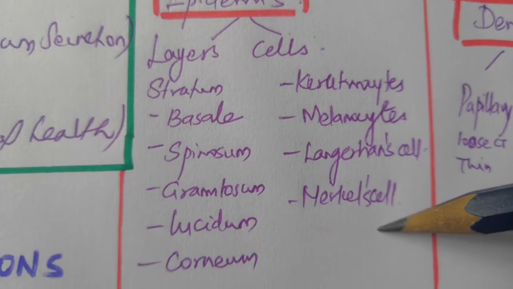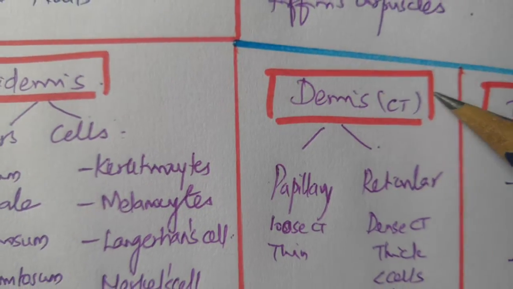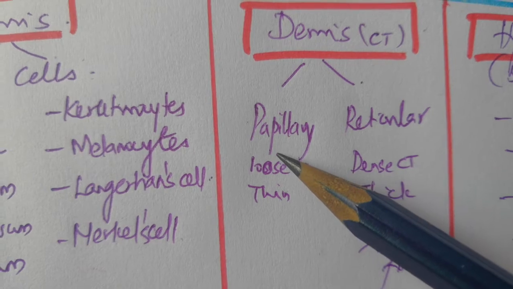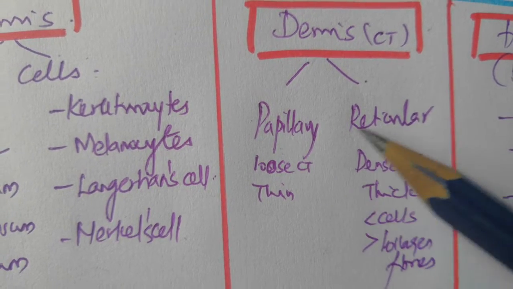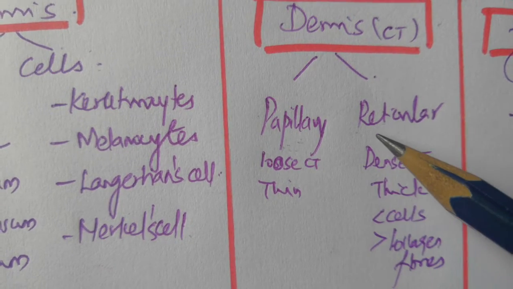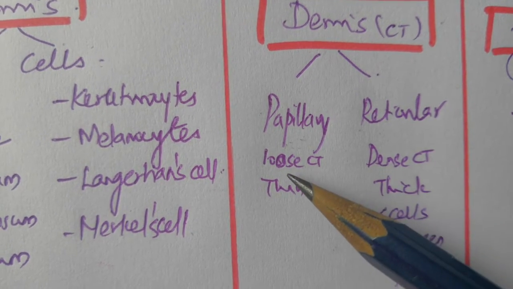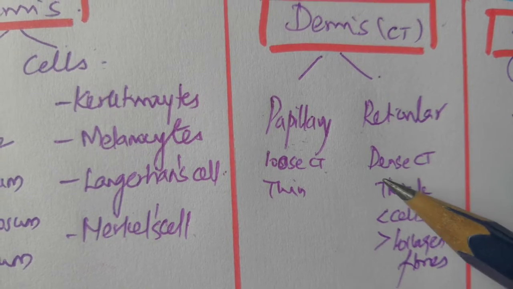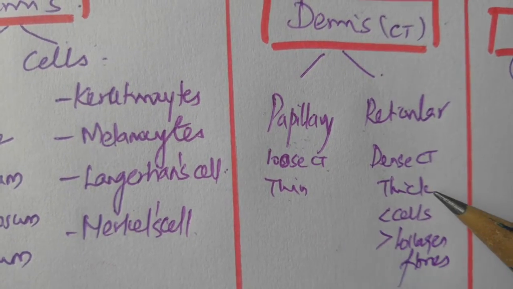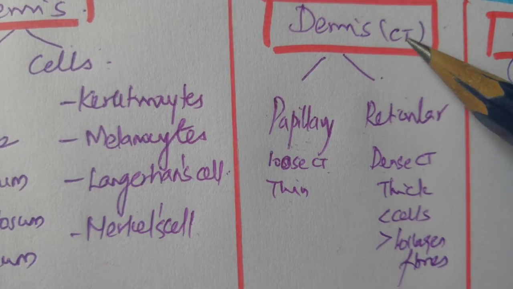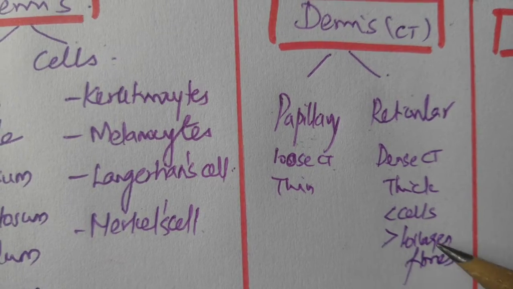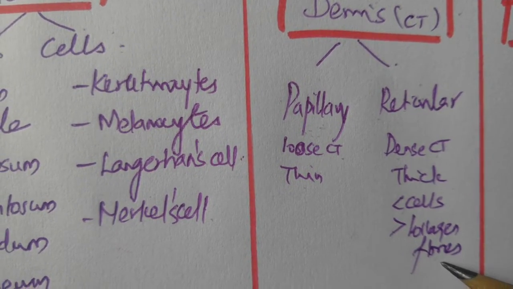This is epidermis. Now dermis is composed of connective tissue. It cannot be demarcated, but it is divided into papillary and reticular. Papillary consists of loose connective tissue. Reticular dermis consists of dense connective tissue. This is thin and thick. So the reticular dermis will be less cellular. Cells will be less, but more amount of collagen fibers will be there.